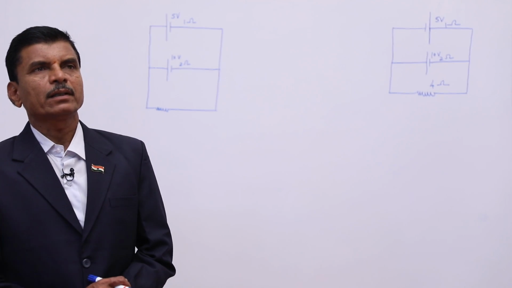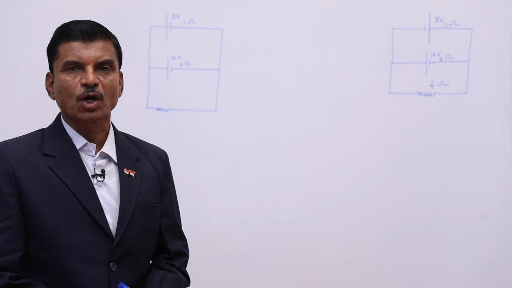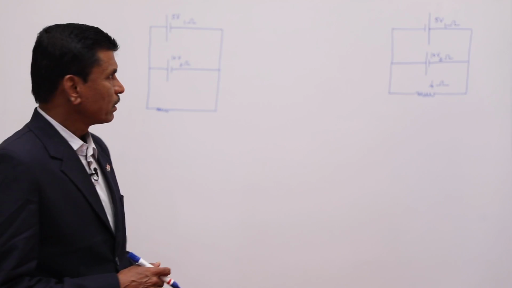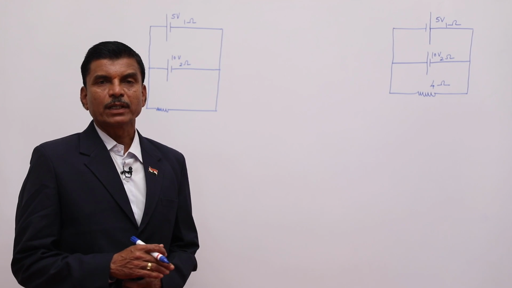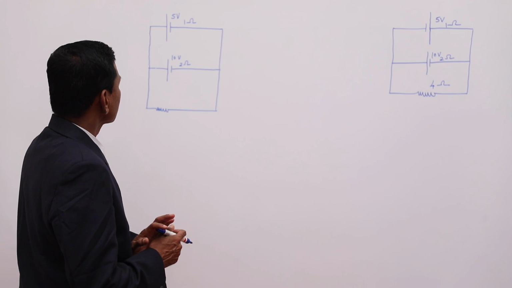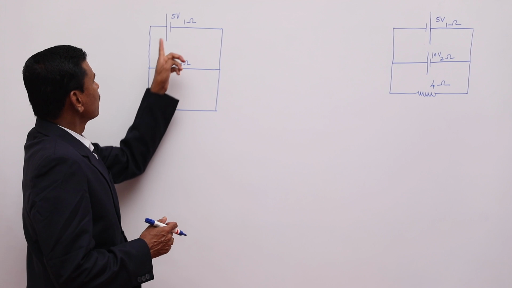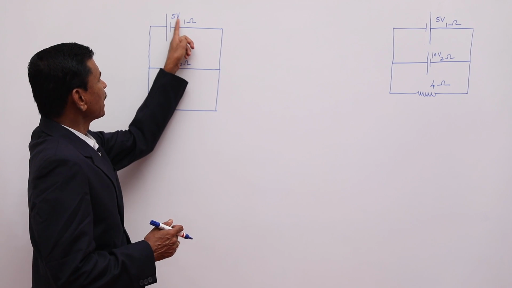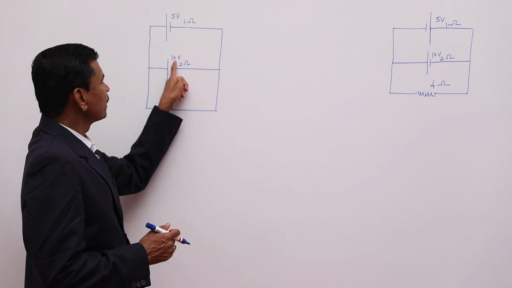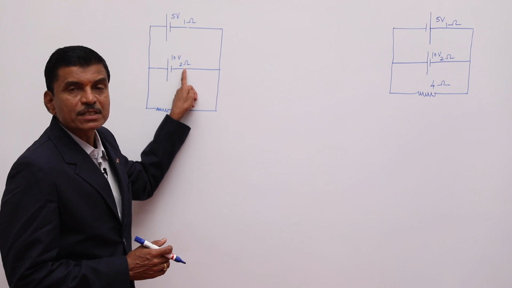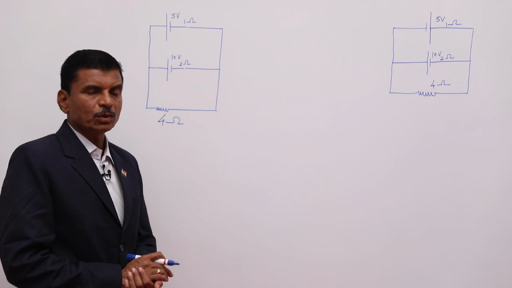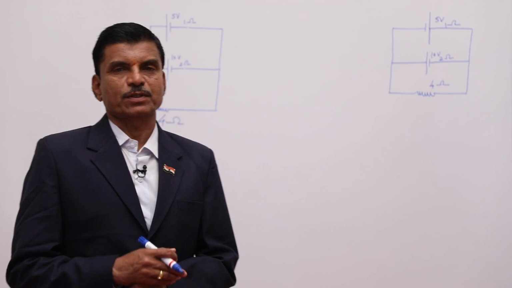Now we will study how Kirchhoff's laws are used to find the currents in a complicated circuit. In the textbook they have given many examples, but I have taken a different one. Here there are two batteries, one having EMF 5 volt and internal resistance 1 ohm, connected in parallel to another battery, EMF 10 volt, internal resistance 2 ohm, and this resistance is 4 ohm. We have to use Kirchhoff's laws.